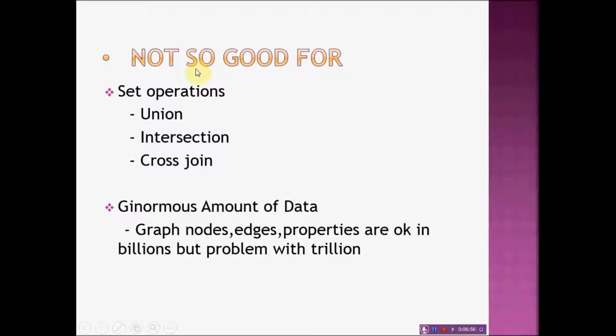Some particular operations neo4j is not so good for: set operations and enormous amounts of data. Set operations are like union, intersection and cross join. Union means combining two data paths, and intersections and cross joins are similar to joining. So these operations are sometimes a problem with neo4j.